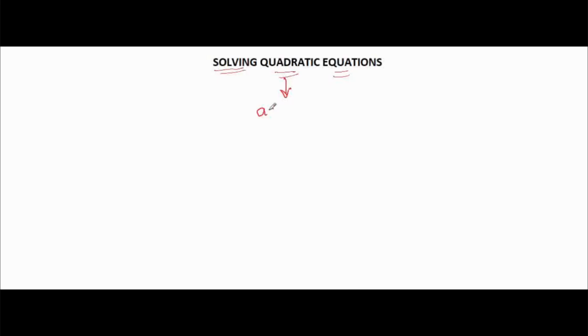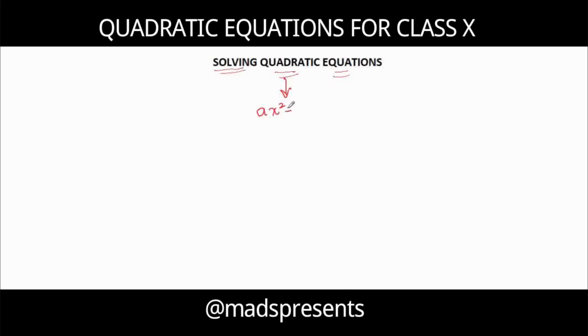The general form of a quadratic equation is ax² + bx + c = 0. So what is the degree of this equation? The degree of this equation is 2. The highest power in this polynomial is 2, so we'll take the degree of this polynomial as 2.